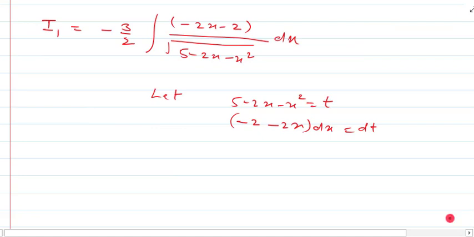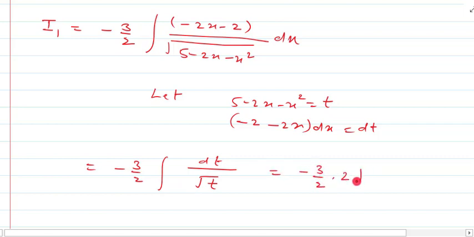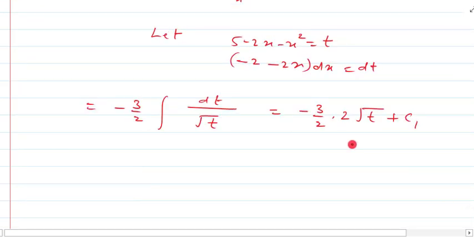So clearly you will be left with minus 3 upon 2 into dt upon square root of t. Now you know very well what the integration of this term is. It is clearly minus 3 upon 2 into 2 into root t plus c1. Place the value of t over here, then you will get the result for I1. Now let me come to I2.